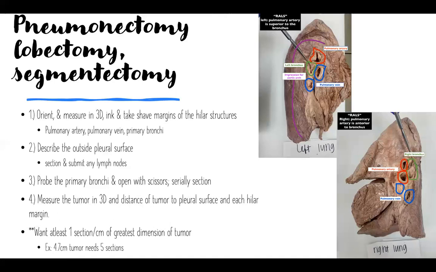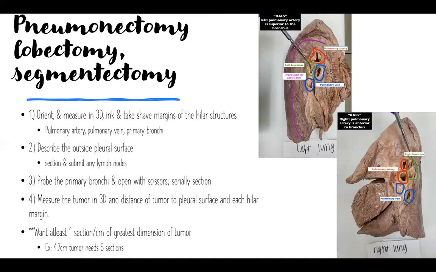Then you're going to want to put a probe down the primary bronchus, and you're going to want to put the probe towards where the tumor is. So if you know the tumor is in the top part of the apex, then you're going to want to probe up that way. If you know that the tumor is at the bottom part of the base, then you're going to want to put your probe down that way. The whole point of the probe is so that you can cut along the bronchus, and that way when you open it, you can see if there's direct tumor extension into the bronchus.